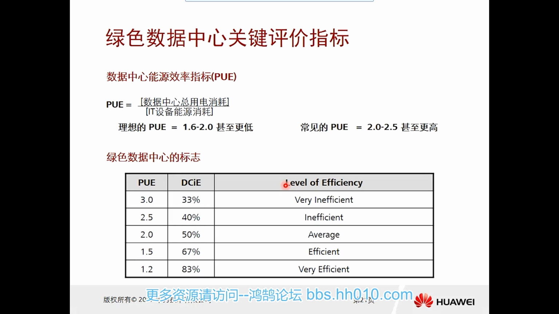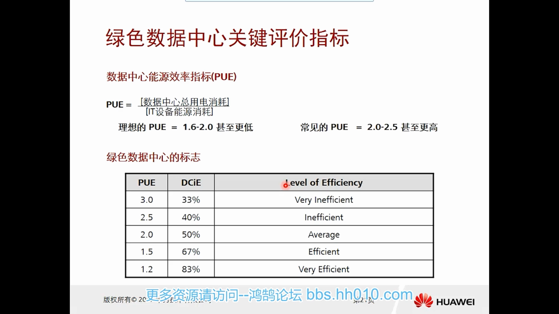Then you can take a look. From this formula, we will know that the closer this value is to 1, the better. What I hope for more is that the power consumption of the IT equipment in my data center is the total power consumption of my data center. I don't want the air conditioner, things like UPS for power supply, to consume my energy. So, the lower our PUE value, the better.